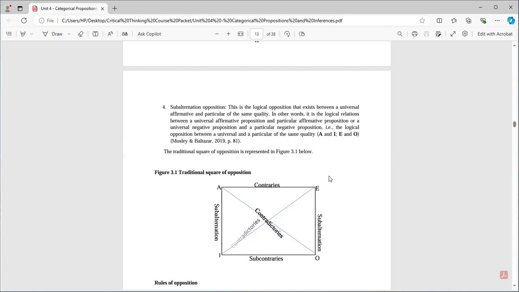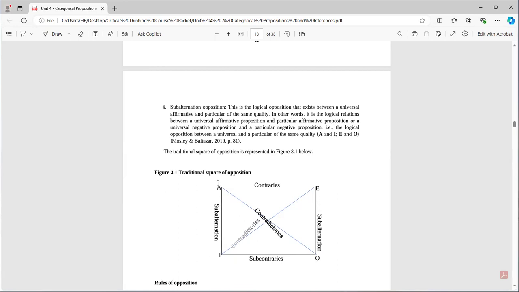So A versus E, this is what we call contrary opposition, contraries. They are never the same. If one is true, the other is false. Contraries. Opposition between particular affirmative versus particular negation, we have sub-contraries.